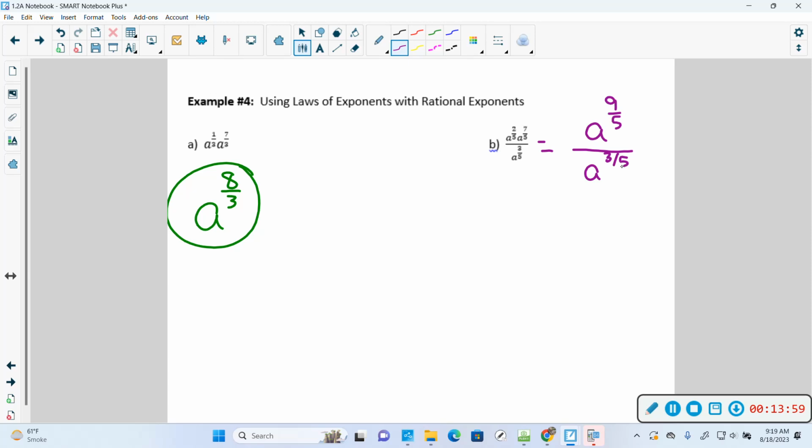Now, same rules apply. You have more a's in the top. 9/5 is larger than 3/5. So I know a is going to stay in the numerator. I'm not going to put over 1. That just seems a waste of writing. And I'm going to subtract my exponents. What's 9/5 minus 3/5? 6/5. So I've taught you nothing new from the beginning problems. We just have to deal with these crazy fraction/rational exponents.